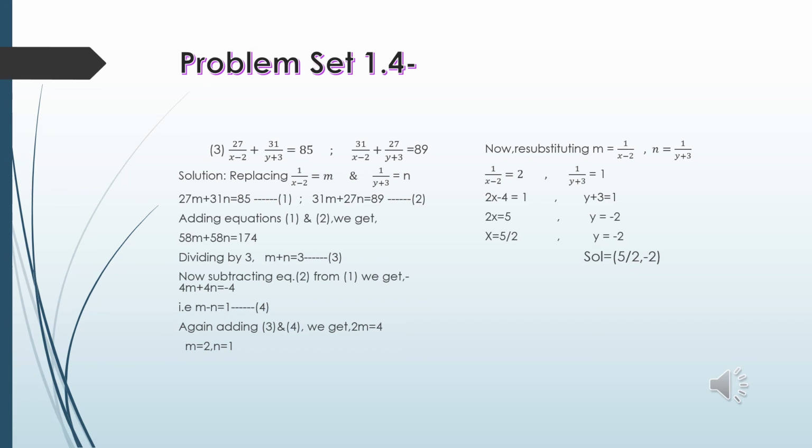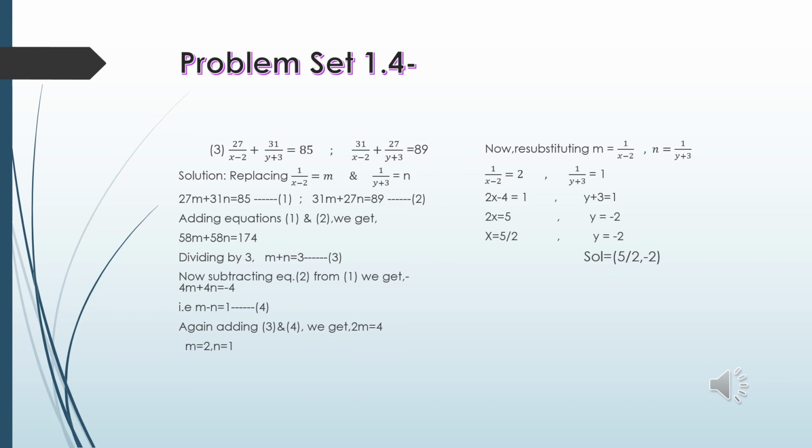Now add equations 3 and 4 and you will get 2m is equal to 4. On reducing, we get m is equal to 2. Now replace m is equal to 2 in equation 4 or in equation 3 and we get the value of n as n is equal to 1. So the values of m and n are 2 and 1.